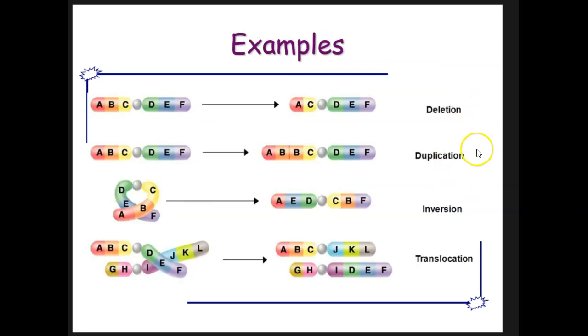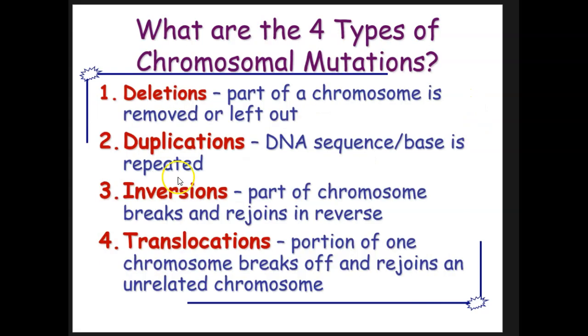All right, so let me go back actually one. So the 4 types of chromosomal mutations are deletions, where part of a chromosome is removed or left out; duplication, where a DNA sequence or the base is repeated; inversion, where part of the chromosome breaks and rejoins in reverse, so it basically flips upside down; translocation, where a portion of one or more chromosomes breaks off and rejoins an unrelated chromosome. So let's take a look at these in picture form.